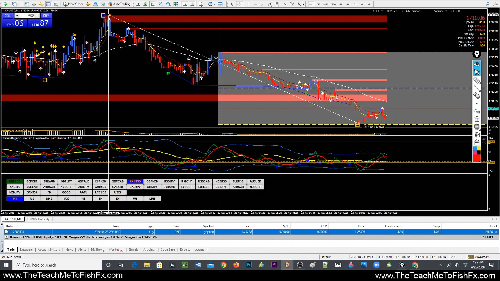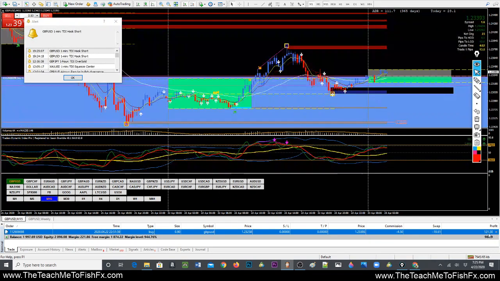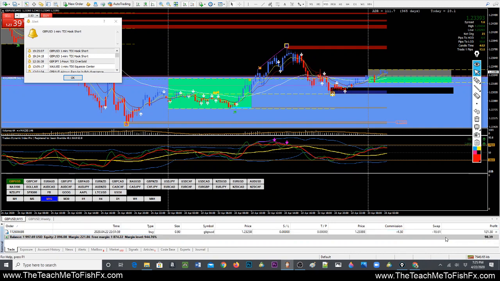But anyway, let's get into this trade that I'm on. Currently I am up $121.50 for the trade. However, with my broker, they charge a swap fee whenever you hold your trades over, so that's what's taking place.